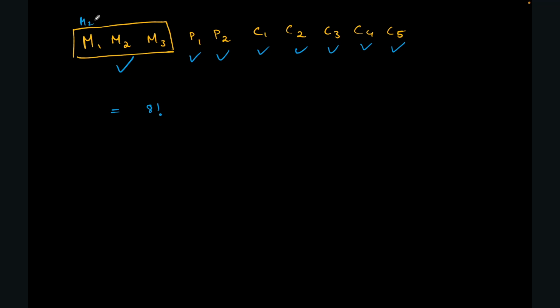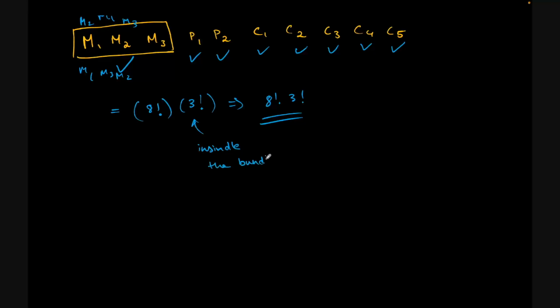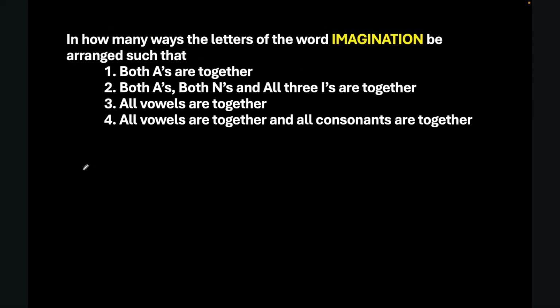This can be M2, M1, M3. It can be M1, M3, M2. So there are 3 books, and they can be arranged in 3 factorial ways. That's why we're multiplying, and our final answer is 8 factorial times 3 factorial. Because this represents the arrangements inside the bundle, we have to multiply it with the possible arrangements of 8 factorial. Again, standard question, nothing too crazy. Let's look at the next one.